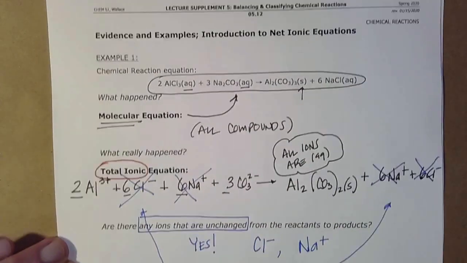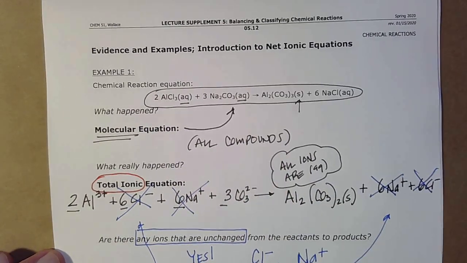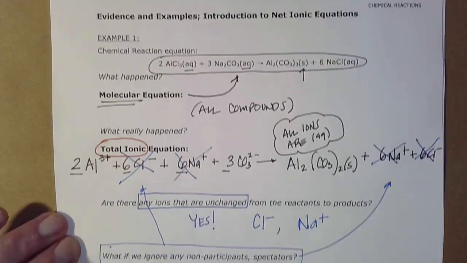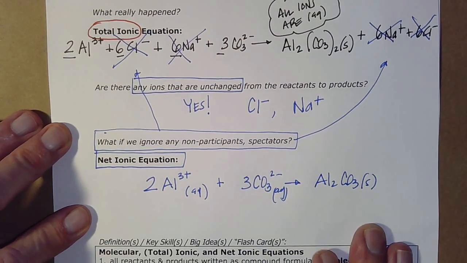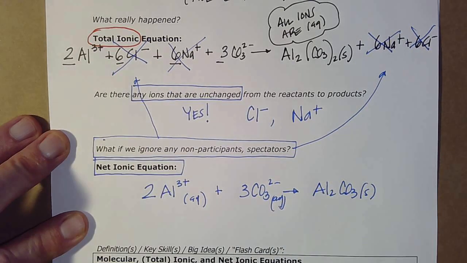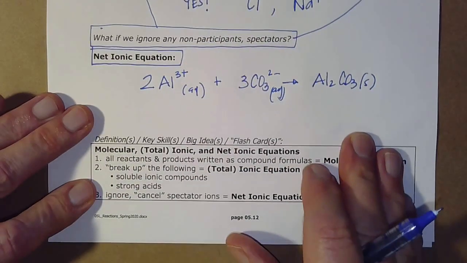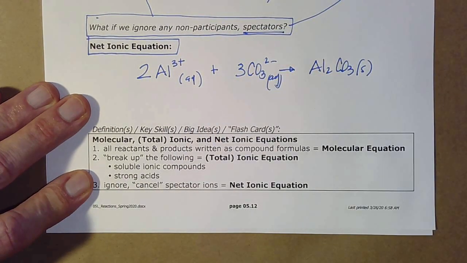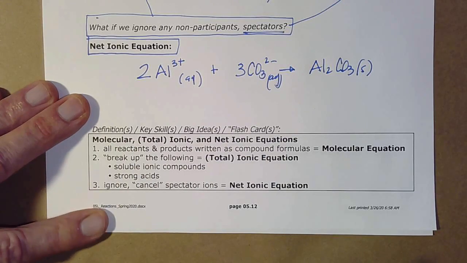So we've got the molecular equation, our old-fashioned equation. Everything's written as if it's quote-unquote a molecule. Then we said, well, let's look at the total ionic equation. What if we were more honest and we broke up the soluble ionic compounds into their ions, which is really what they are in solution? That gives us the total ionic equation. And finally, the net ionic equation is, well, what if we just ignore these things called spectator ions that were there, but they're the same on the reactant side, same on the product side, so they just didn't react. And that gives us this net ionic equation.